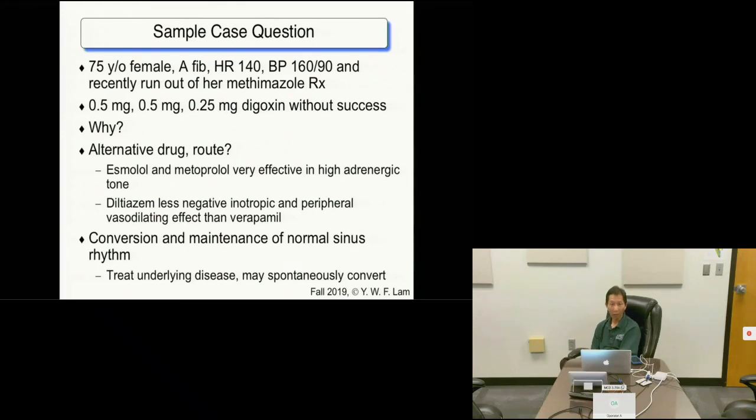And whether we should convert a patient and maintain them in normal sinus rhythm would depend on several factors that we're going to talk about. But the most important thing I want you to remember is that you do need to treat the underlying disease, because by taking care of that, the patient may spontaneously revert back into normal sinus rhythm also.